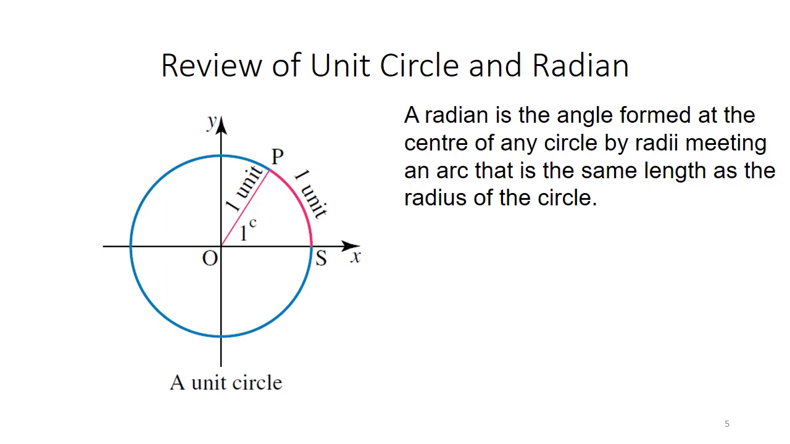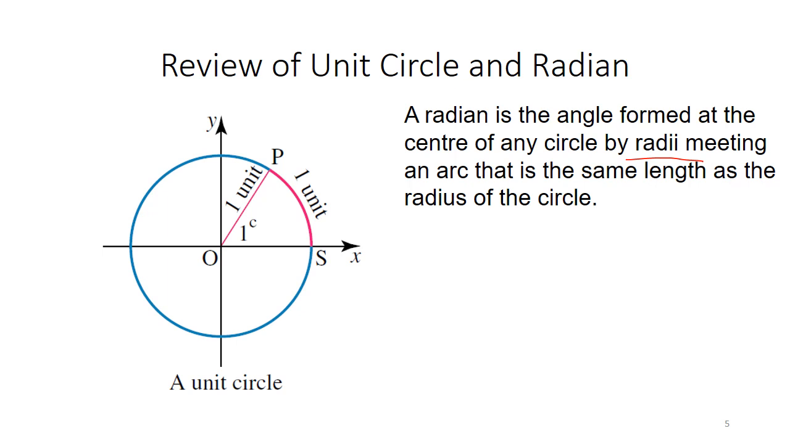And what is a radian? A radian is the angle formed at the center of any circle by the radii, the plural form of radius, meeting an arc that is the same length as the radius of the circle. It sounds like a mouthful. That is the official definition of a radian.